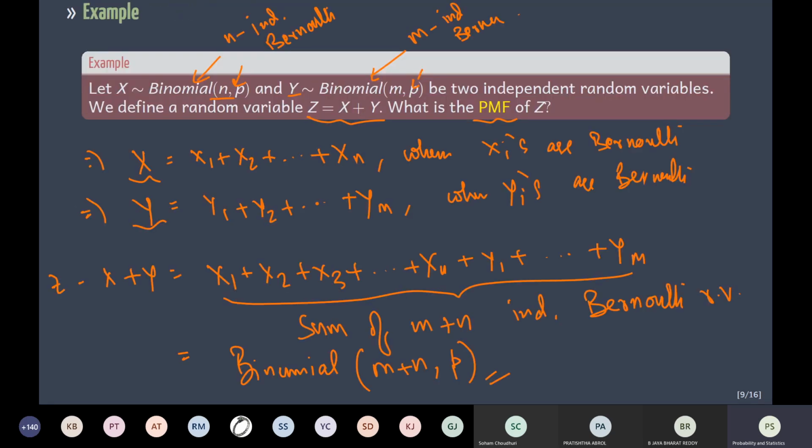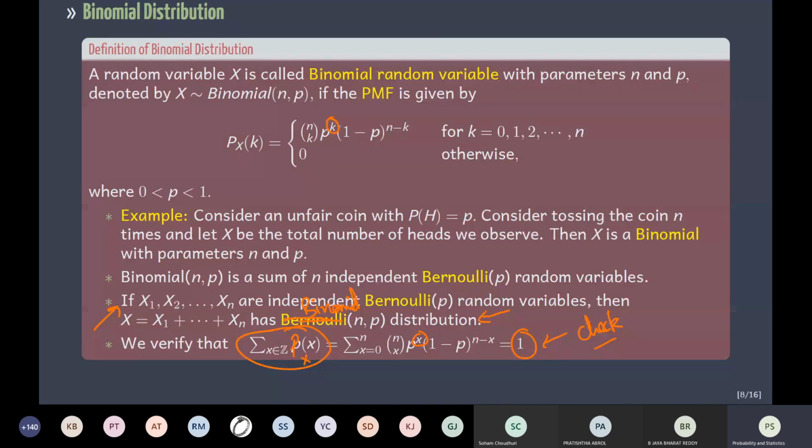Could you please explain again how Bernoulli and binomial are related? Yes. What I have left for you is to prove this claim. If x1, x2, xn are independent Bernoulli, then if you sum them, it will be a binomial. You can take only two, let us say, and then you can prove that. If I sum x1 plus x2, then the variable I get must be binomial 2 comma p.